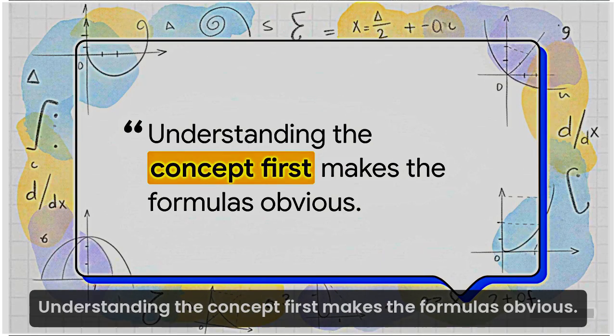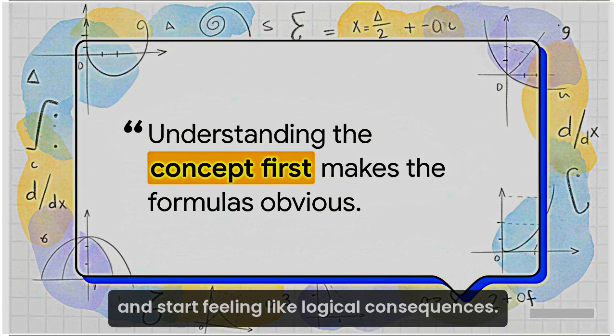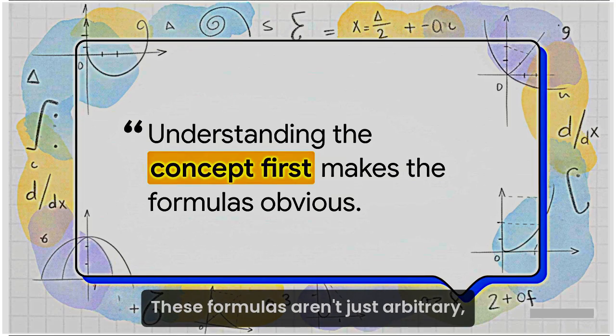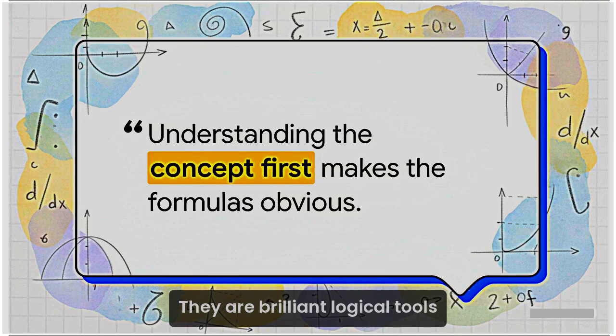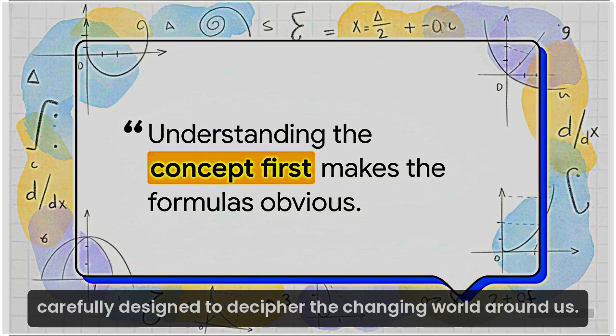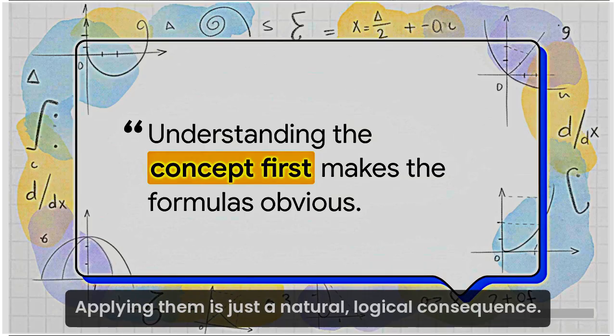Understanding the concept first makes the formulas obvious. They stop feeling like arbitrary rules and start feeling like logical consequences. These formulas aren't just arbitrary, confusing symbols meant to torture you. They are brilliant, logical tools carefully designed to decipher the changing world around us. Once you truly get why they exist, applying them is just a natural, logical consequence.